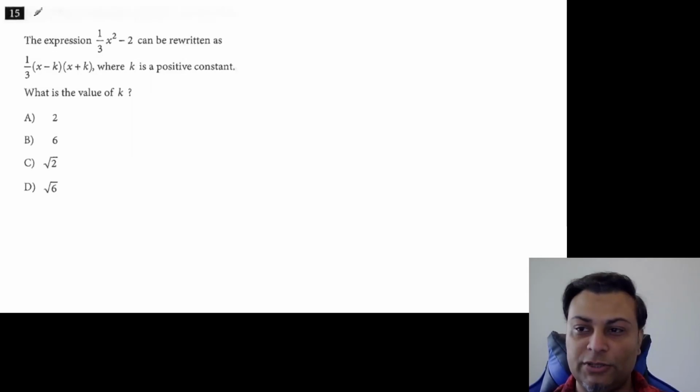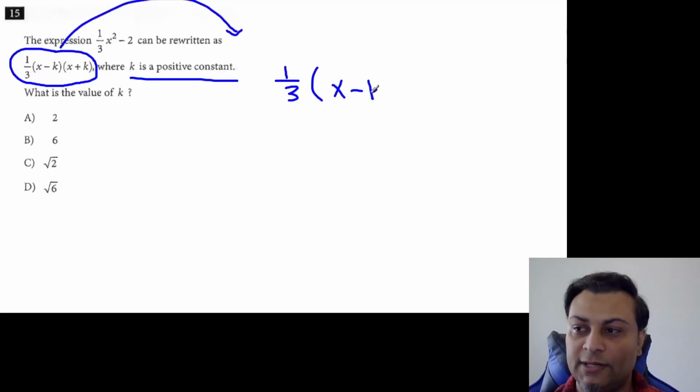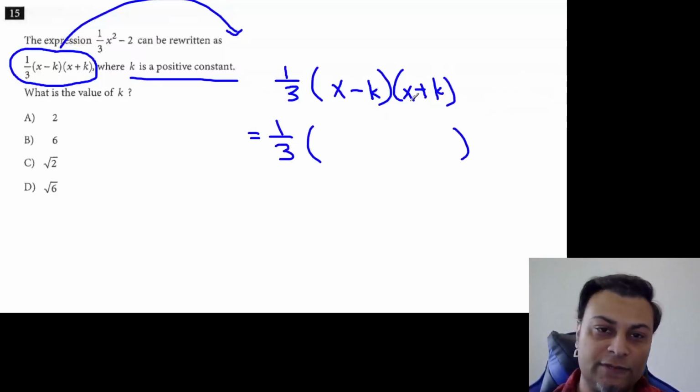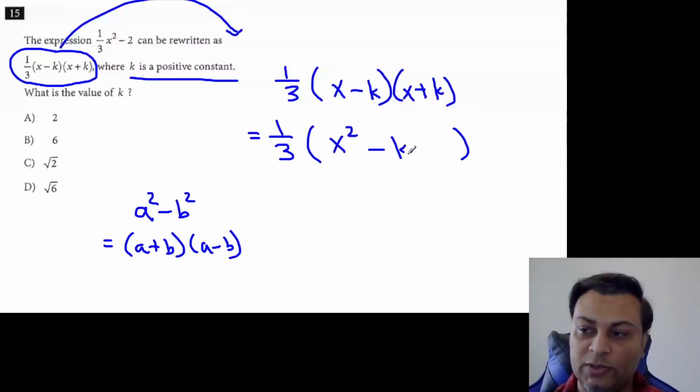Question 15. The expression 1/3 x squared minus 2 can be rewritten as this, where k is a positive number. What is k? Okay, we'll start with this and then we'll expand it over here. 1/3 times (x minus k) times (x plus k). I'll leave the 1/3 alone and just work on the rest. Now, this is a difference of squares. We have a formula, a squared minus b squared can also be written as (a plus b)(a minus b). Therefore, this can be written as x squared minus k squared.